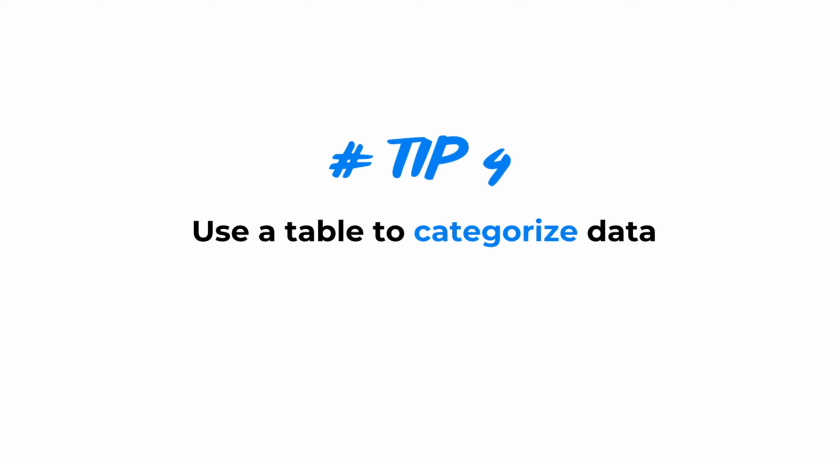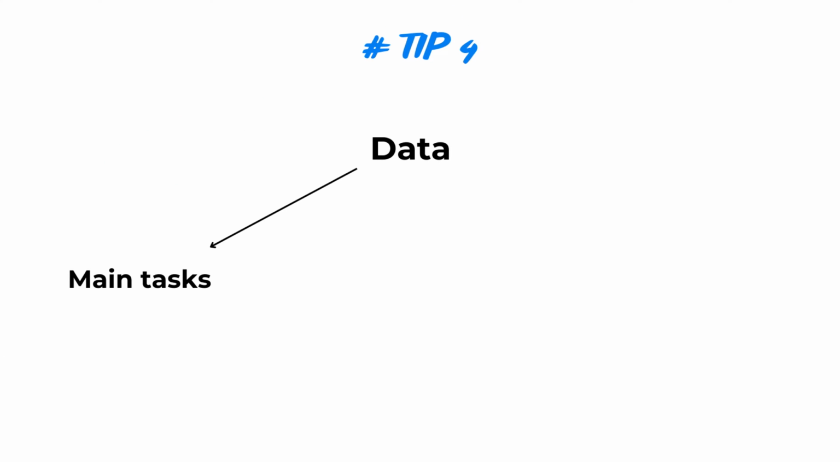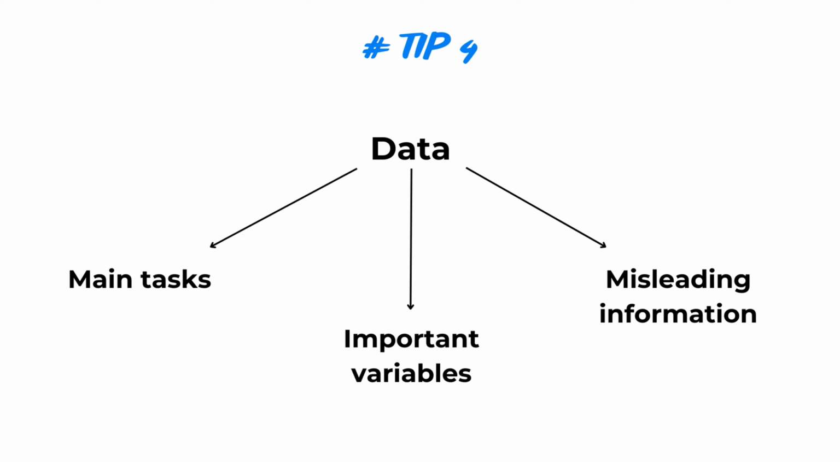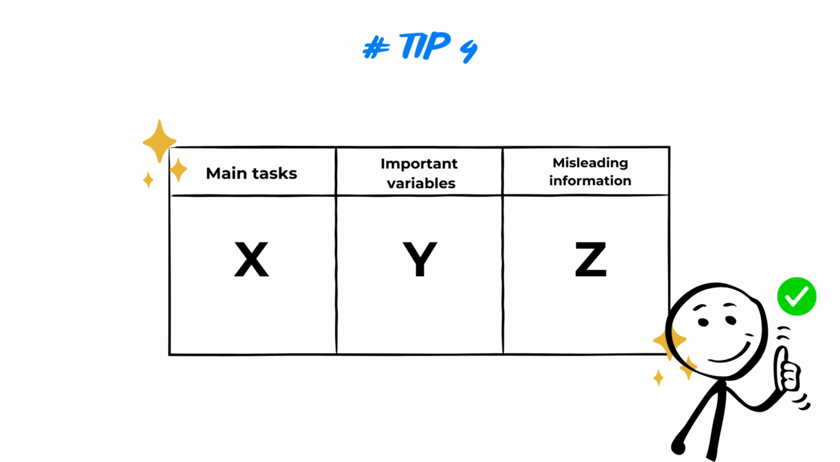Tip number 4. Use a table to categorize data. When you start reading the tutorial, note which information to prioritize. I advise categorizing data by main tasks, important variables, and potentially misleading information. Create a table and start arranging variables into each category. With a note matrix like that, you are more likely to identify which information can be helpful.